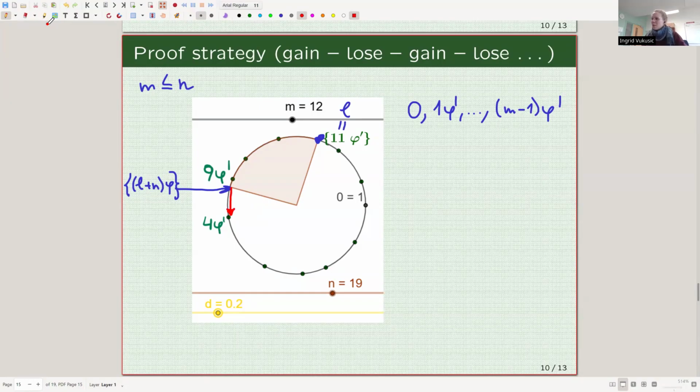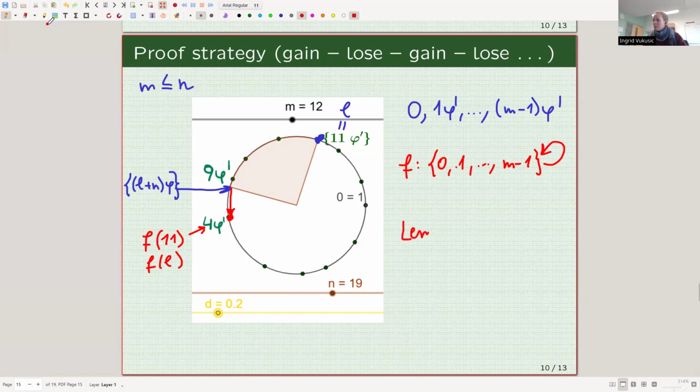And this point is sort of the map of this point, or actually the way I defined it is that the number 4 is the map of 11, or f of L. So I defined this function f that maps 0, 1, ..., m minus 1 to itself in this way that I just described. And the reason I'm doing this is because I'm claiming that f is bijective if and only if our intervals are balanced.